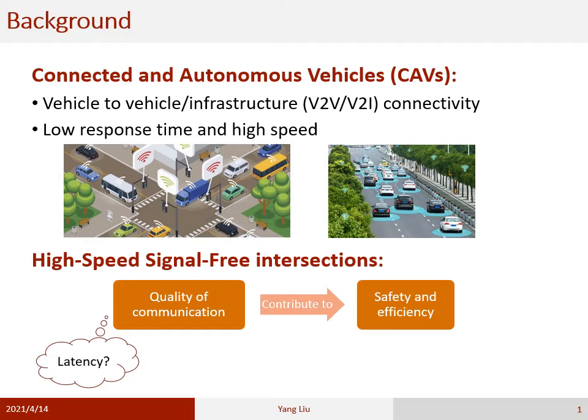Recent progress on connected and autonomous vehicles, or we can call them CAVs, motivates high-speed signal-free intersections. With the help of V2V and V2X connectivity, CAVs have low response time and can cross intersections at high speed. The safety and efficiency of intersections heavily rely on the quality of communications. However, communication is not always perfect due to some limitations. Even small latency can cause instability in dynamic systems and further affect the efficiency and safety.